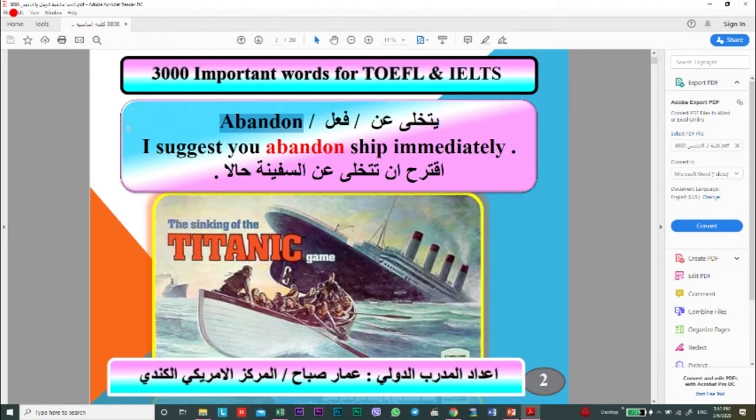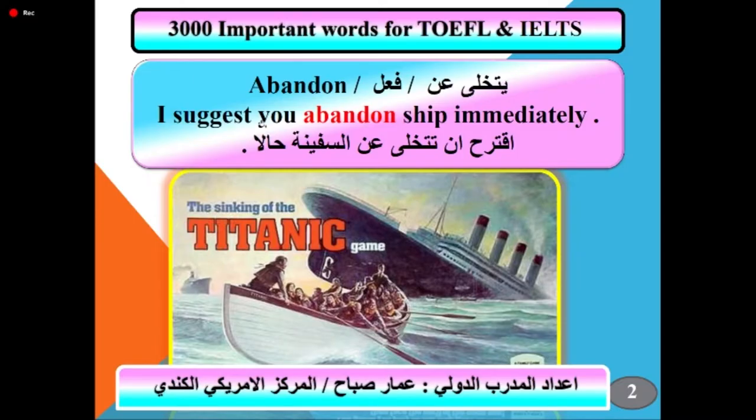So let's read. I suggest you abandon ship immediately. You leave the ship, immediately. Clear? So abandon means verb. I abandon my old house. I abandoned, I left my old house, because I have a new house. Clear?